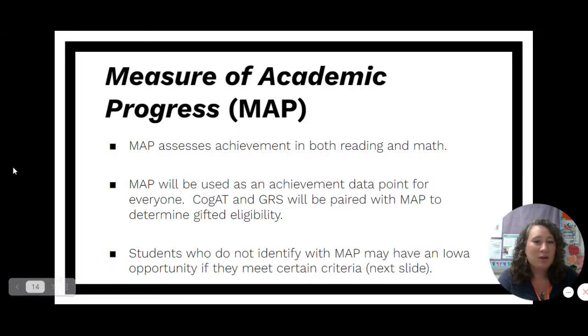The Measures of Academic Progress, the MAP test, assesses students in both reading and math. MAP will be used as an achievement data point for everyone. COGAT and GRS will be paired with MAP to determine gifted eligibility. This is a change from in the past. Now students will be able to show their academic achievement using MAP, and if they do not qualify using the MAP data, we will also administer Iowa if they meet this criteria.